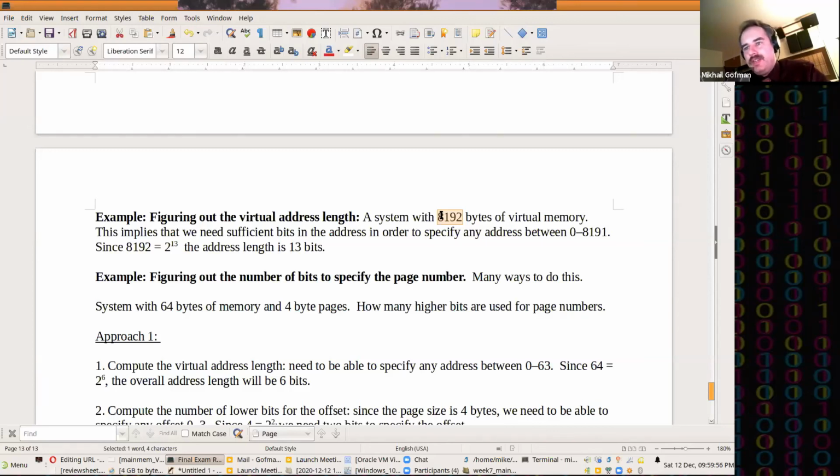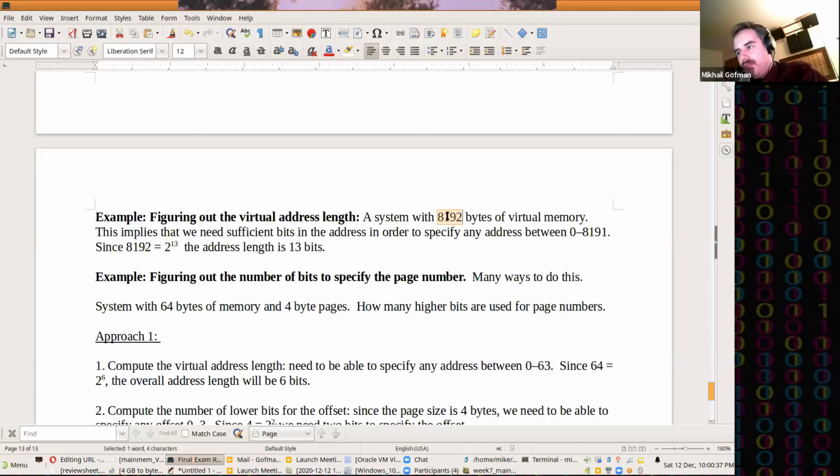Bits per address. So how many bits do you need to be able to specify any address between 0 and 8190, which is really the same thing as asking how many bits you need in order to represent any base 10 number between 0 and 8191. Really the same question, right? Make sense? Yeah. So, how do we find that?